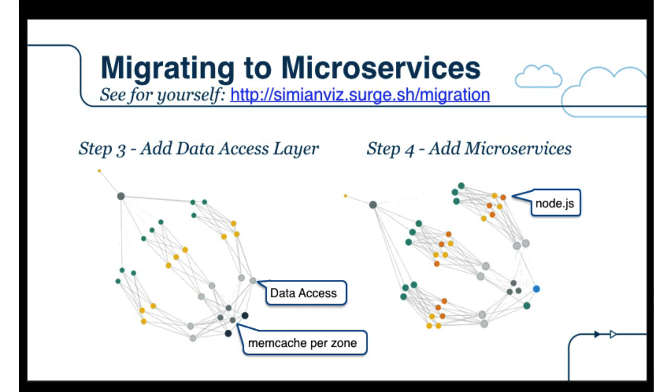And this is sometimes known as the strangler pattern. You're surrounding your monolith above, below, and to the side, and you just keep picking pieces off.